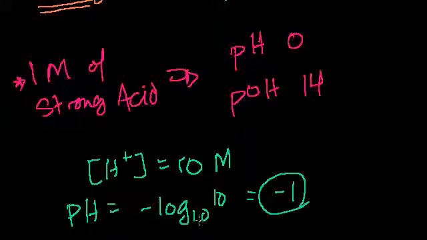So a pH of minus 1 would be if you had 10 molar of, say, hydrochloric acid or nitric acid or anything like that.